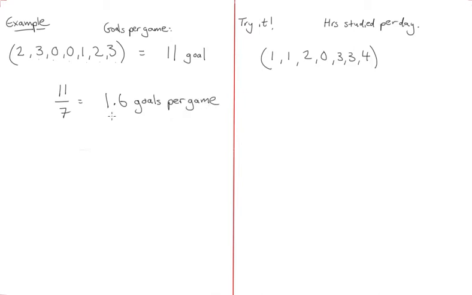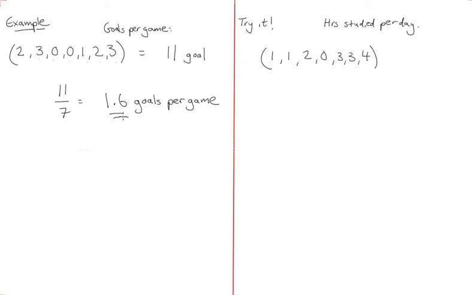Now, obviously you can't score 1.6 goals, but what this number means is that if you looked at the whole season, his mean, his average, is definitely 1, but closer to 2 goals per game. See what I mean by that? It's not 2, but he definitely would score on average, or as a mean, 1 per game, and he might even score 2.